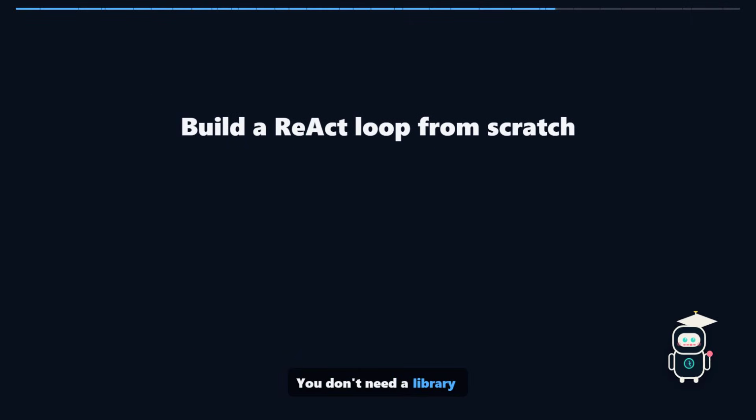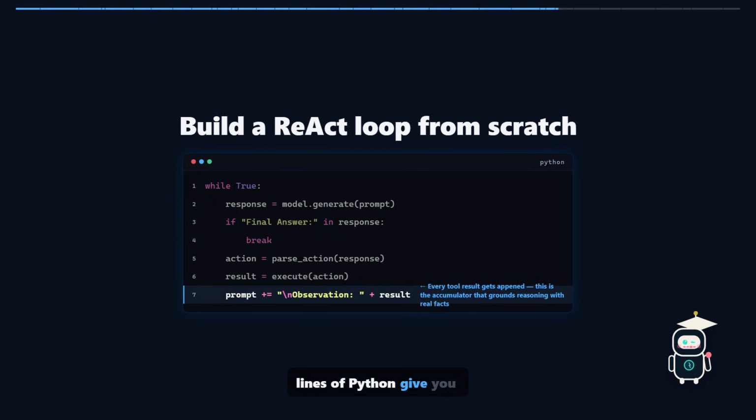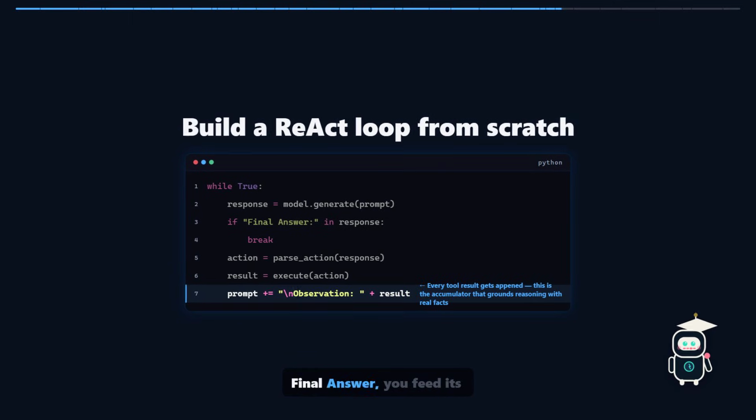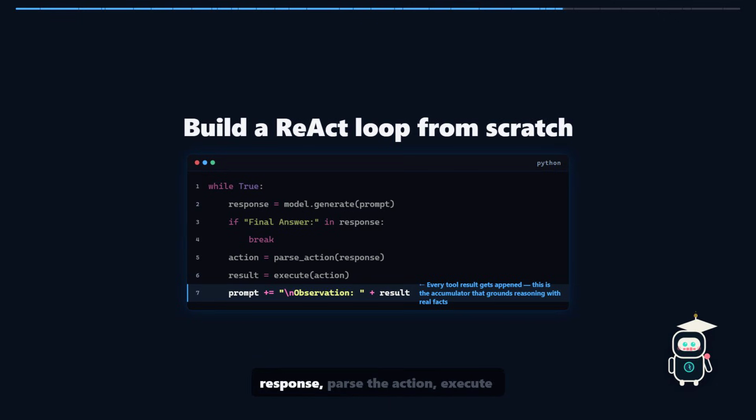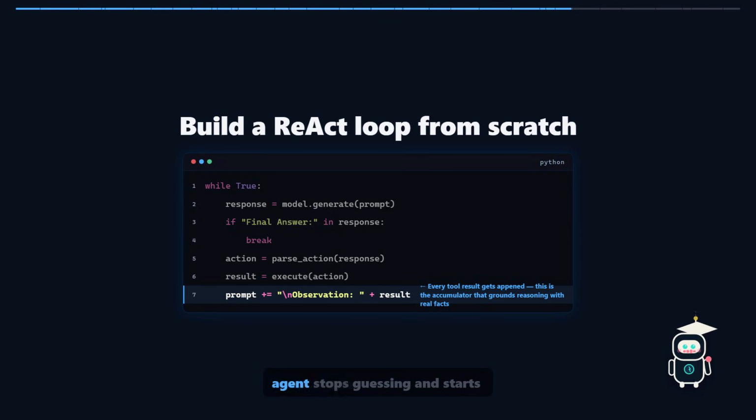You don't need a library to see the engine. 6 lines of Python give you the whole ReAct loop. While the agent hasn't given a final answer, you feed its response, parse the action, execute it, and append the result as an observation. That one line where you add the observation back into the prompt, that's the moment the agent stops guessing and starts knowing.